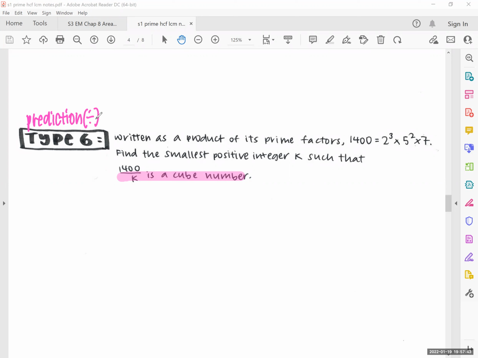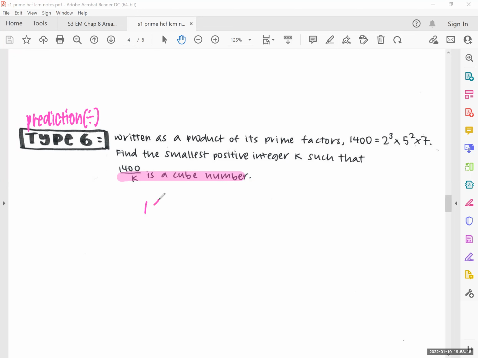Oh, just now I didn't write times, right? So can you all go back to the earlier prediction question types, type 3 and type 5? Beside the prediction, can you write multiply? Prediction and a multiply for type 3 and type 5. For type 6, this is a prediction and it's a divide. Okay, so now let's write here.